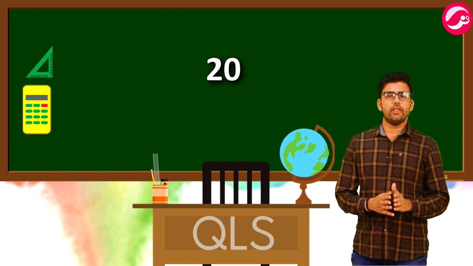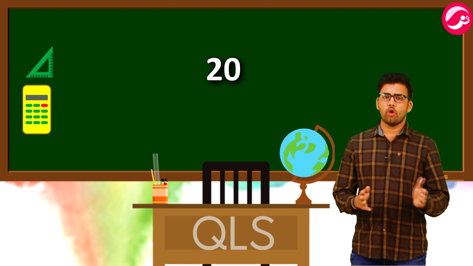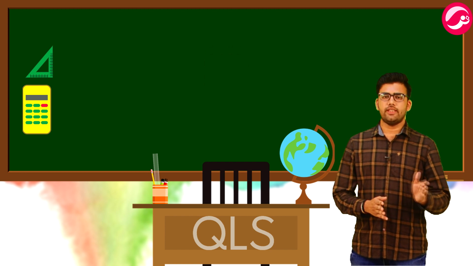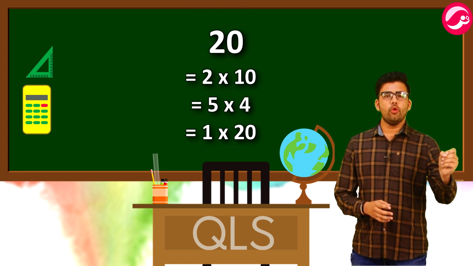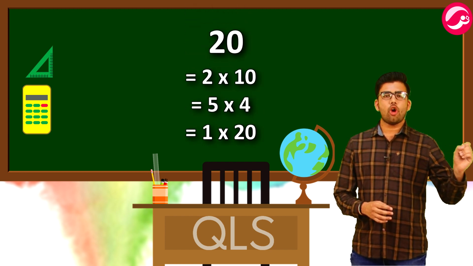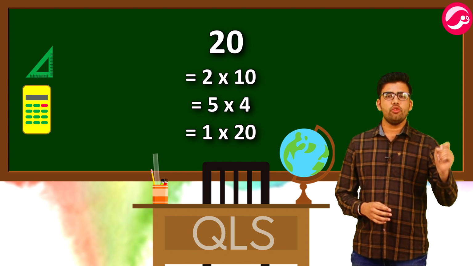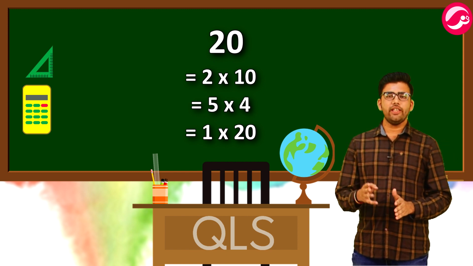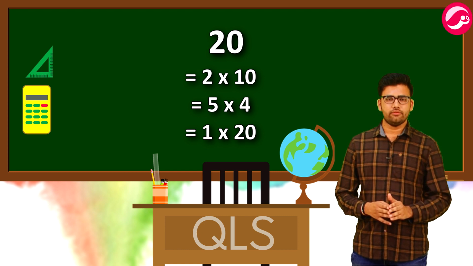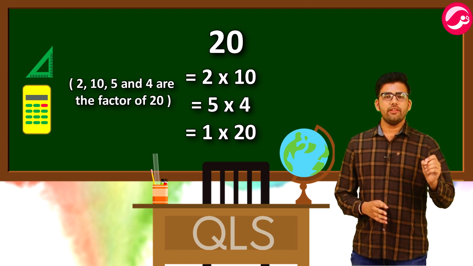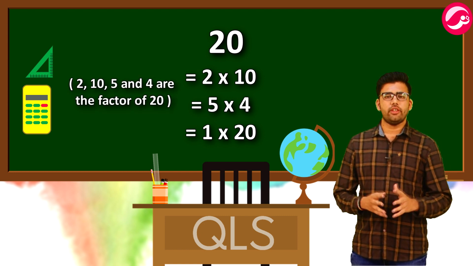अब हम इस 20 को लिखने के बहुत सारे तरीके होते हैं. हम बहुत सारे तरीकों से इन 20 को लिख सकते हैं. जैसे 20 is equal to 2 into 10. 20 can also be written as 20 is equal to 5 into 4. We can write 20 as 1 into 20. Thus, 2, 10, 5 and 4 are the factors of 20.